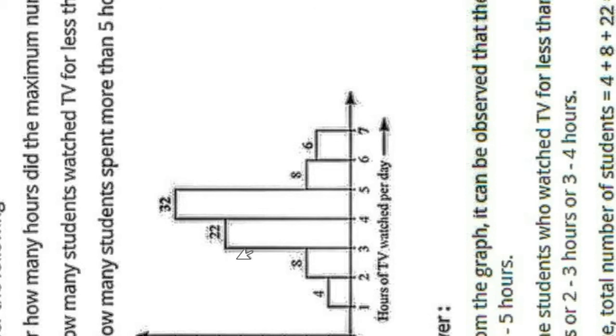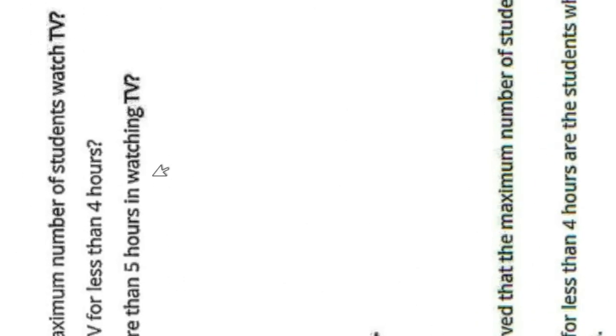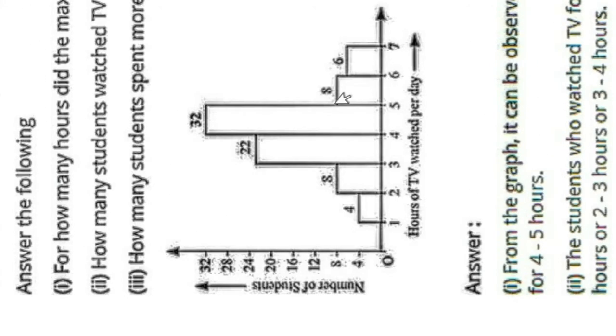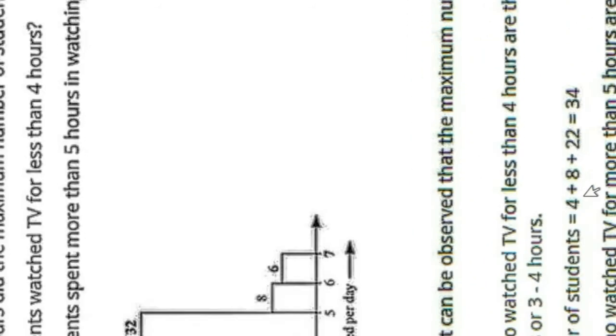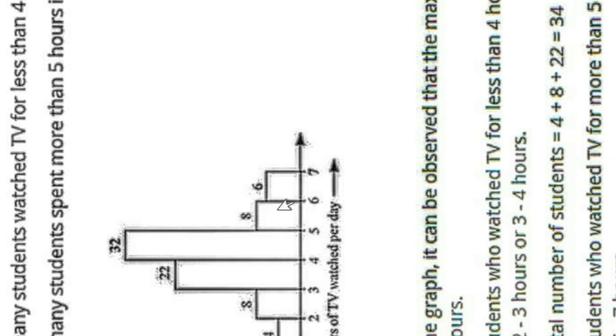Now next question, how many students spend more than 5 hours in watching TV? So more than 5 hours means after this 5 is written, these 2 you will add, that is between 5 to 6 or 6 to 7 hours. Both you have to add. So let us see the answer. The students who watch TV for more than 5 hours are the students who watch TV for 5 to 6 or 6 to 7 hours. So both you will add, what you will get, 8 plus 6 equal to 14. So here the total number of students equal to 8 plus 6 equal to 14.